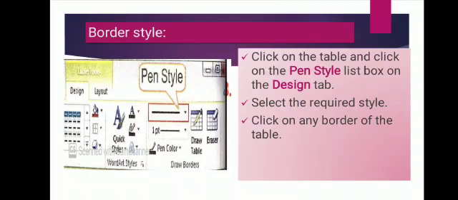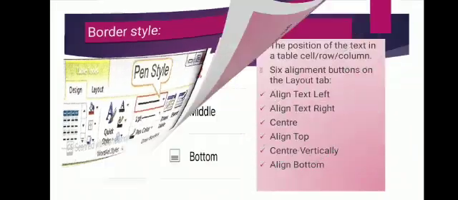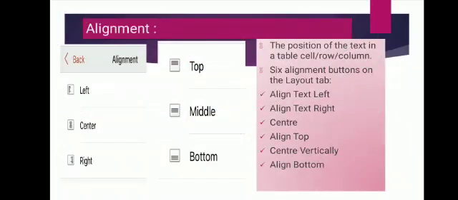Now next is aligning text in the table. Alignment. Alignment refers to the positioning of text in a table cell, row or column. Means the position of text from where you want to start typing. And by default the text is aligned to the top of the cell.